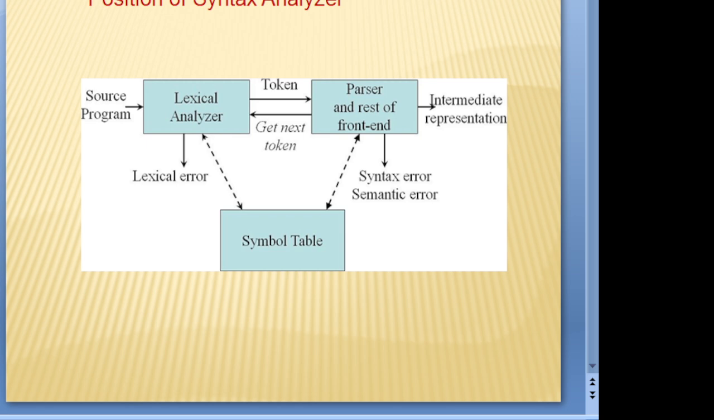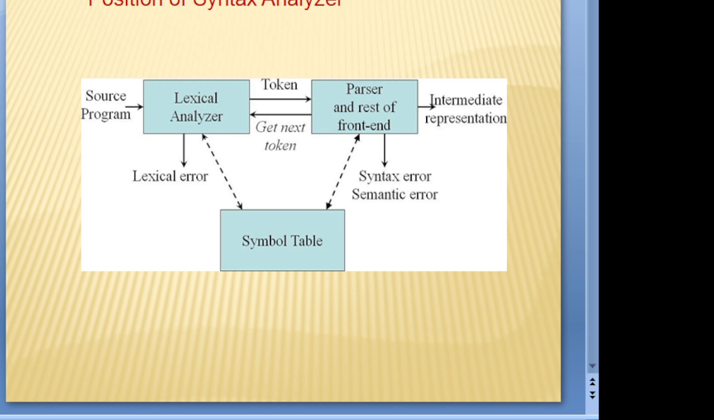Then the parser is the second phase of the compiler. It takes the stream of tokens from the lexical analyzer as input, and it will produce the parse tree. If any syntax or semantic errors are present, the error handler will handle those errors. Again, the parser requests the next token, and the lexical analyzer will produce the stream of tokens.